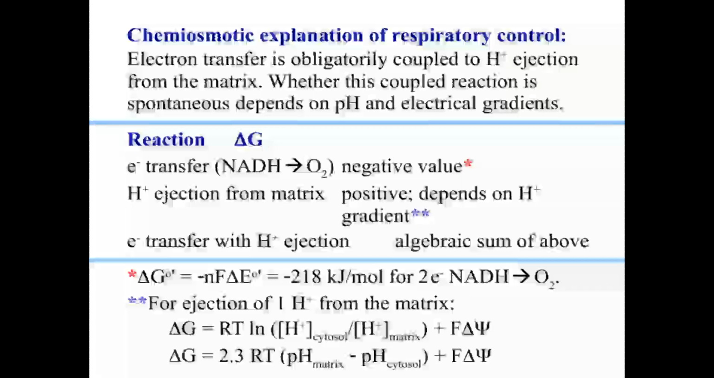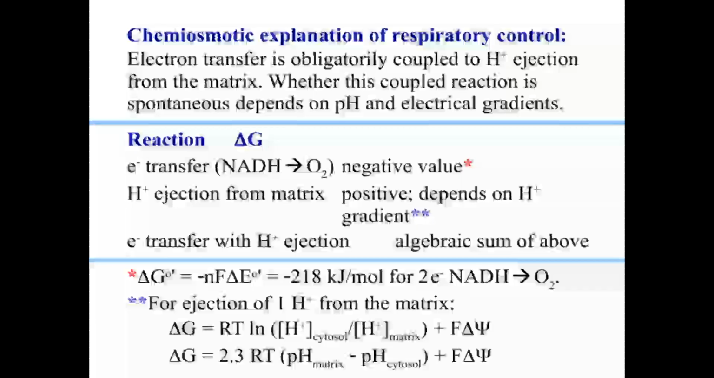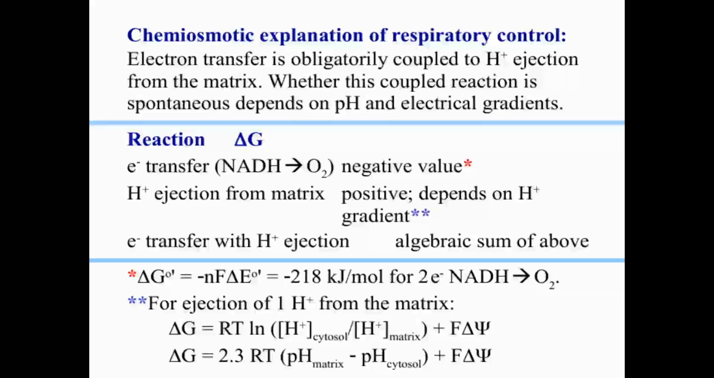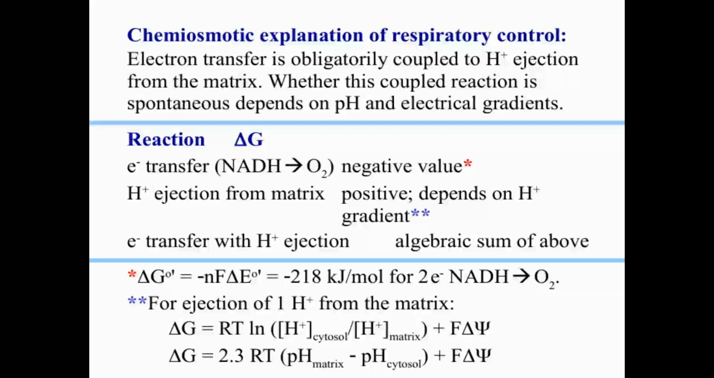On the other hand, the ejection of H+ from the matrix carries a positive ΔG, so it requires energy input. Whether this step proceeds depends on the proton gradient. Specifically, the difference in H+ concentration, or pH, between the cytosol and the matrix, and the electrical potential across the membrane. The total energy change for the coupled process, electron transfer plus H+ ejection, is essentially the sum of these two individual components. If the overall ΔG is negative, then the process is spontaneous.